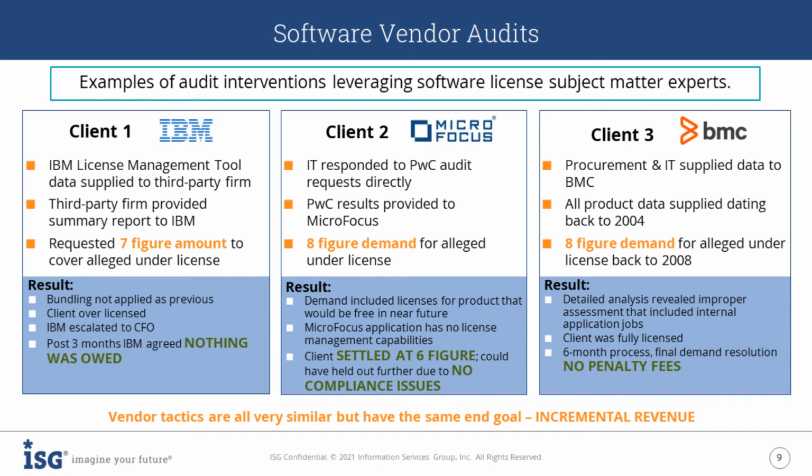In the middle scenario with Micro Focus, ISG was actually engaged to help them with this one because they were struggling with why they would owe the amount that they did. And during the process, there were a couple things that were noted. Demand included licenses for product that would be free in the near future from Micro Focus. And also it was noted that Micro Focus didn't really have a good way of managing the licenses, in other words, tracking them.